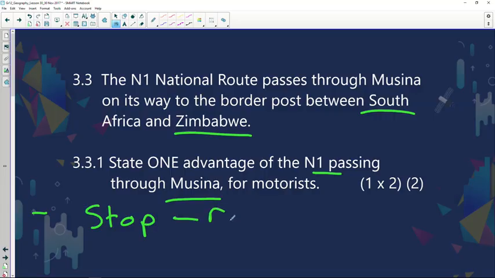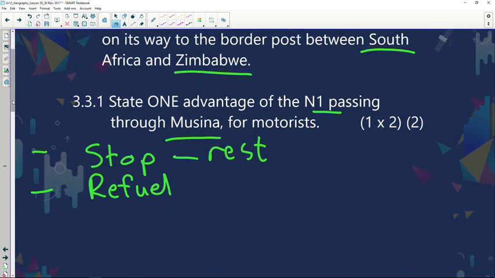to rest after a long journey. What they can do as well, they can refuel, stop at the engine garage, have something to eat, maybe have some coffee, etc. And they can buy goods at the garage. Now, often if you look at the Shell garages, there's usually a Wimpy over there, or even a Steers, so you can make a stop out of it, relax a bit, fuel up, and have something to eat. So that's the advantage of the N1 passing through MUSINA.